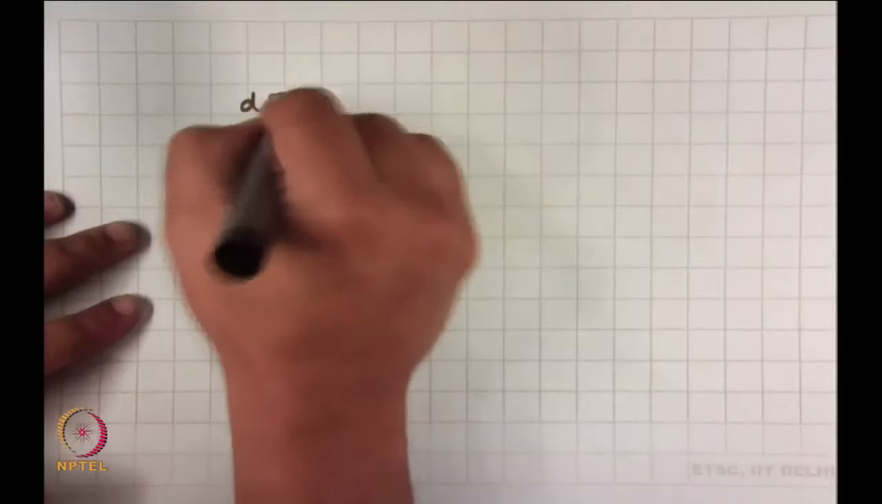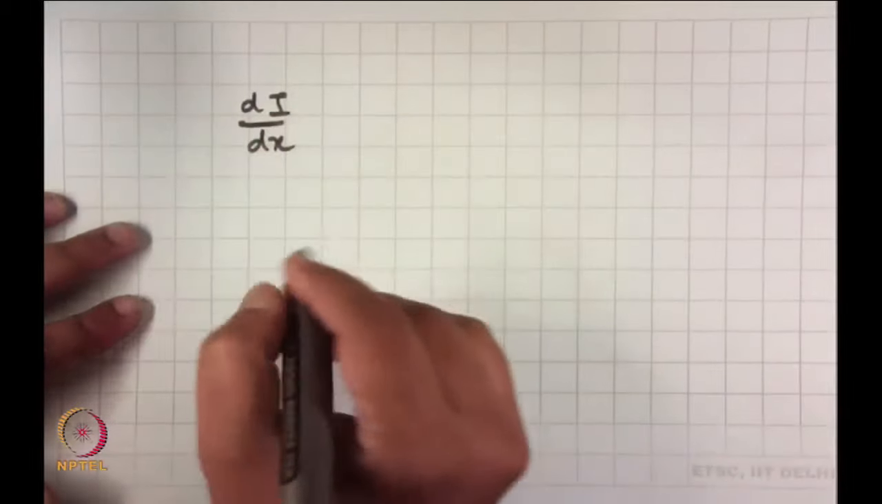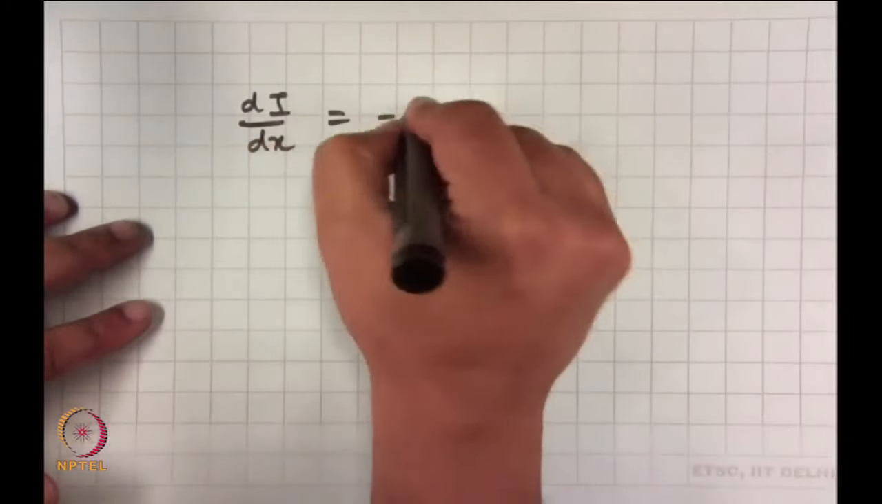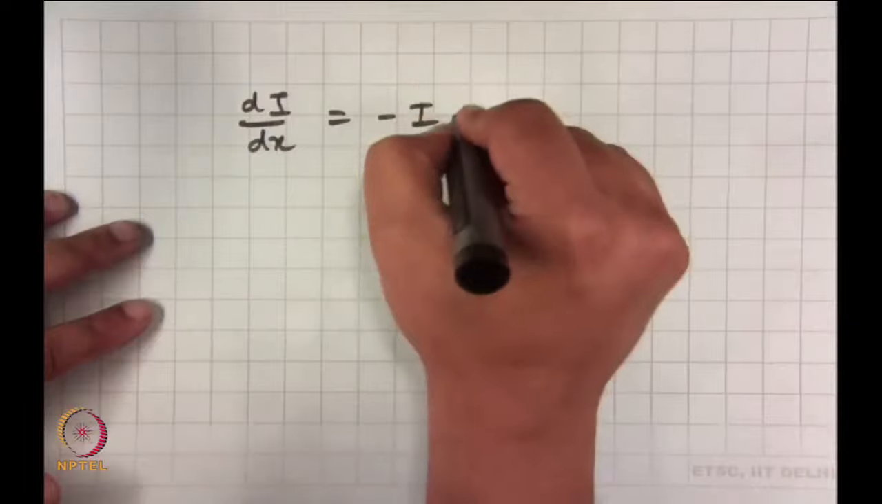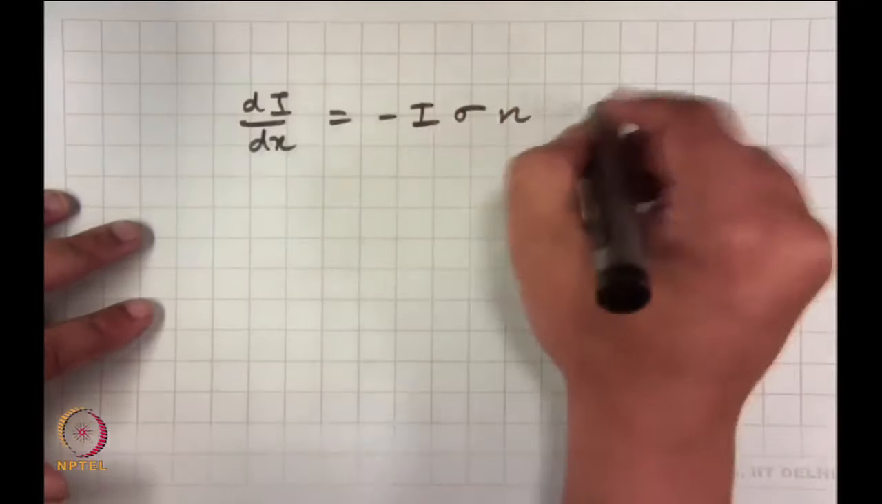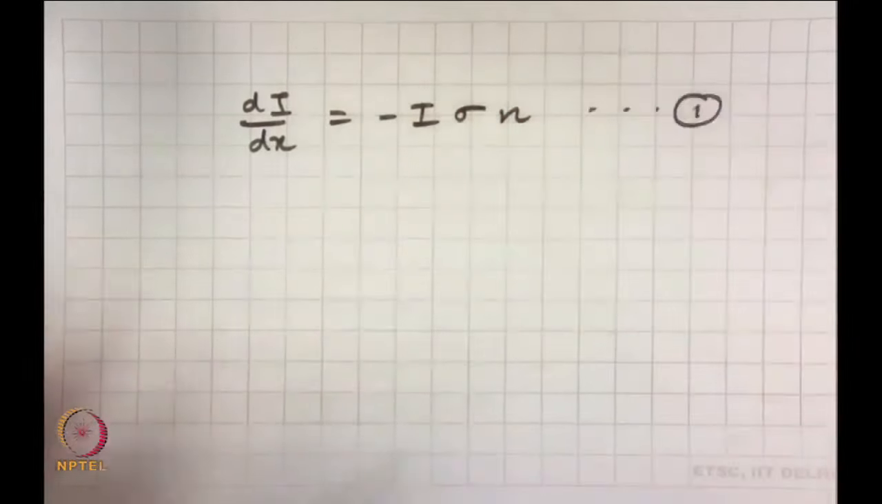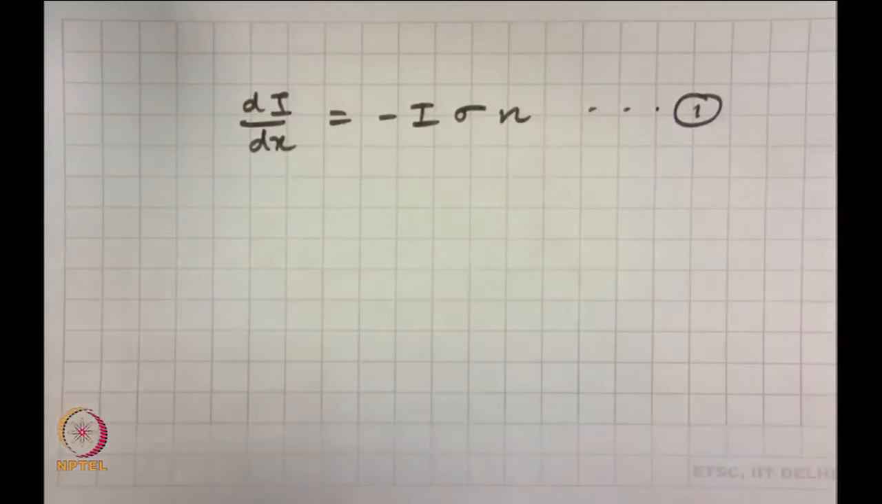dI over dx is equal to minus I sigma n, and let this be equation 1. Simple, right, that is what I just said. It is a negative sign because you know that it is being absorbed, the dI would decrease, means the intensity is going to decrease. Okay.